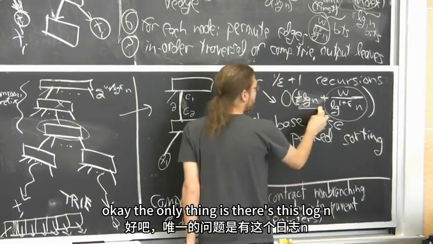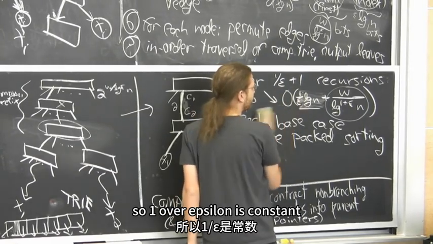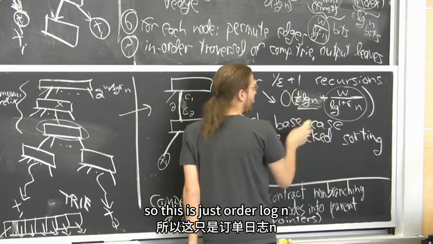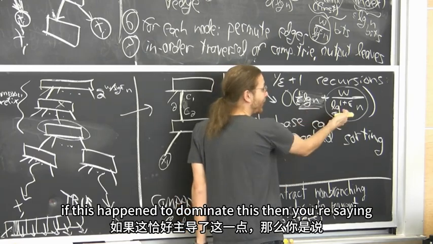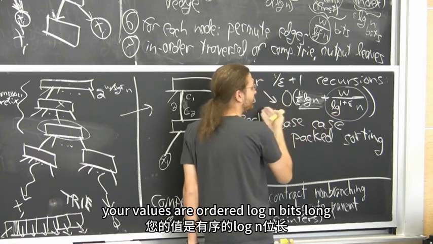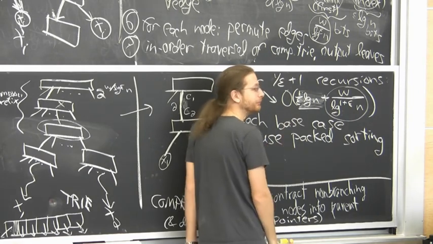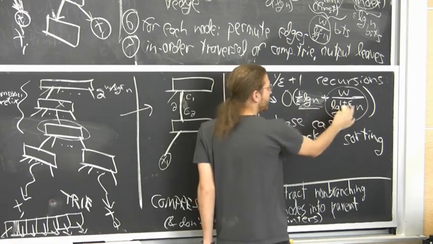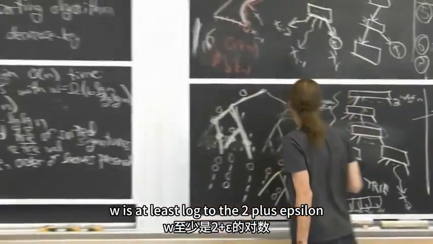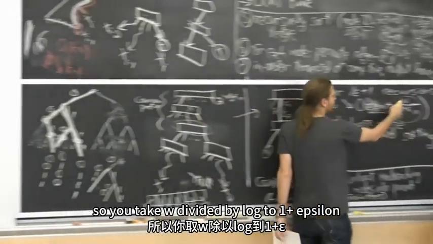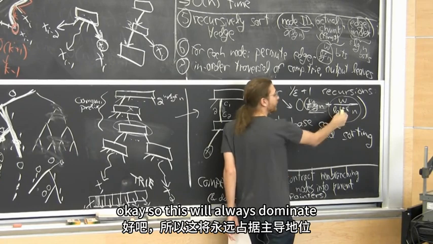Okay, the only thing is there's this log n. Now, epsilon is a constant here, so 1 over epsilon is constant. So this is just order log n. Order log n doesn't hurt you. I mean, if this happened to dominate this, then you're saying your values are order log n bits long, and so you use radix sort. Okay, so that's not going to dominate. In fact, you can prove in this case it's not going to dominate. W is at least log to the 2 plus epsilon. So you take W divided by log to 1 plus epsilon, that's still at least log n. Okay, so this will always dominate.